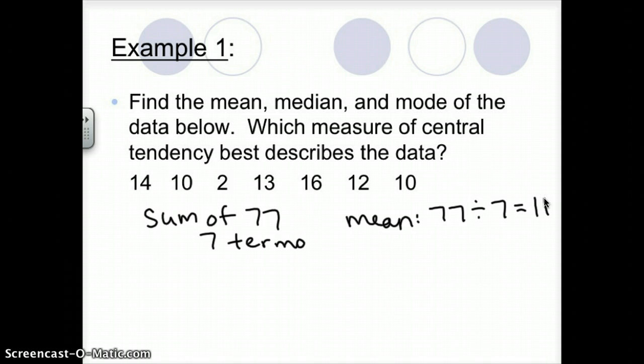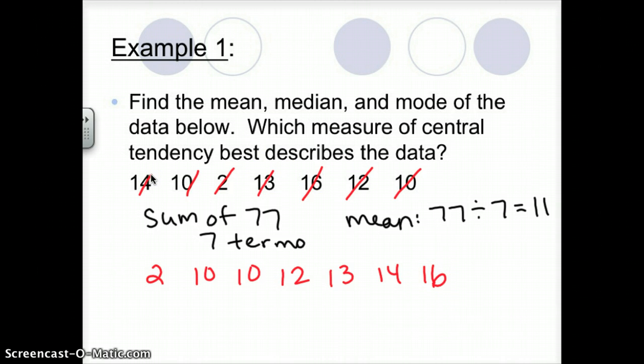If I'm looking to find the median, the first thing I want to do is put them in order, least to greatest. So it looks like 2 is the smallest, and it might be smart to cross off as you go. Then next comes a 10 and another 10. There's a 12, a 13, a 14, and a 16.